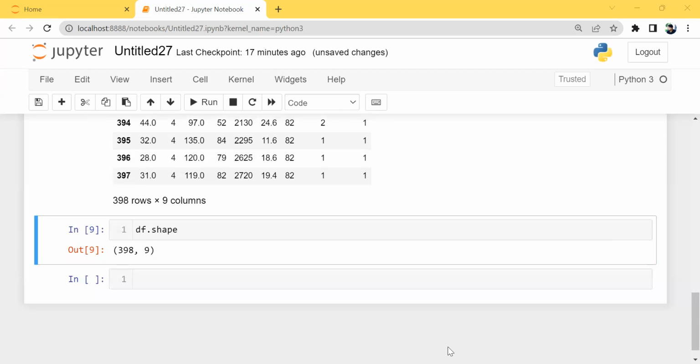Now, first of all, before building any kind of machine learning model, we need to think about whether these 398 rows are sufficient to capture all the permutations and combinations of the 9 columns, which lead to a particular dependent variable, that is MPG. Do we have sufficient data points to capture the relationship between the independent and dependent variable? You need to think before building your model, right?